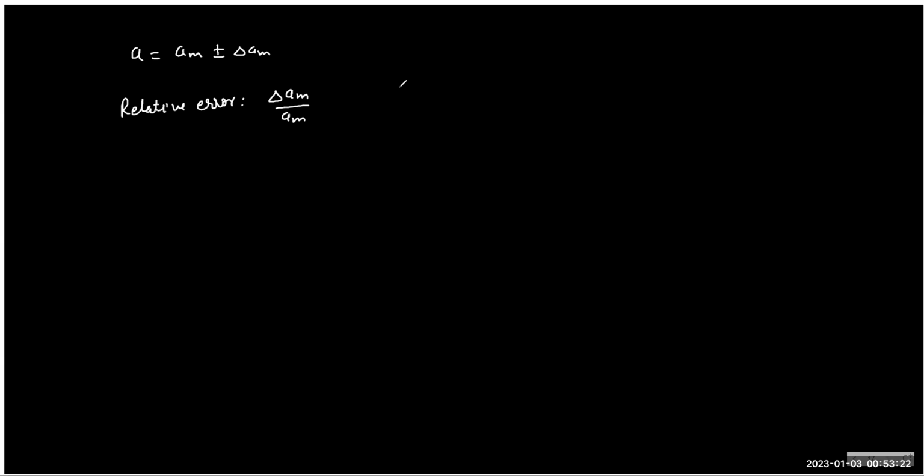So now the last thing is called percentage error. So percentage error is when you express the relative error in percentage. So you can write delta AM by AM into 100. So if you know the percentage error, you can always find the relative error by dividing by 100. Okay.